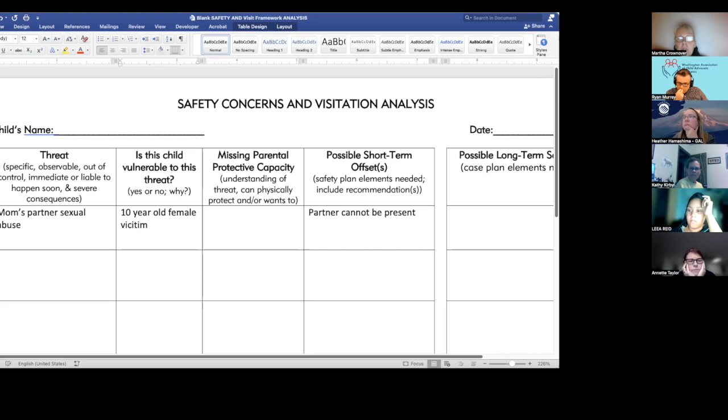Mom also has 2 very young children and an untreated depression, and so has been found to, well, I guess that's a different subject. But the untreated depression concerns me because the monitor has documented seeing mom asleep during visits, and the 10-year-old caring for the 3 and 1 year old. What else?